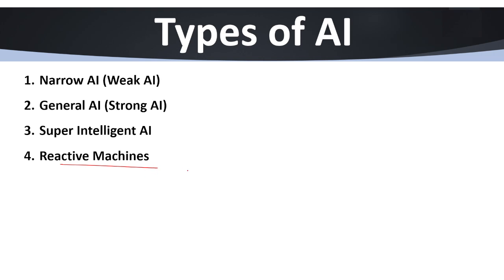So reactive machines are one of the simplest forms of AI. They don't have memory, or we can say they don't have the ability to learn from their past experiences. Instead, they respond to specific inputs with predetermined outputs. So this is the basic working of reactive machines. Let's talk about its example. So the classic example of reactive machine is IBM का Deep Blue.